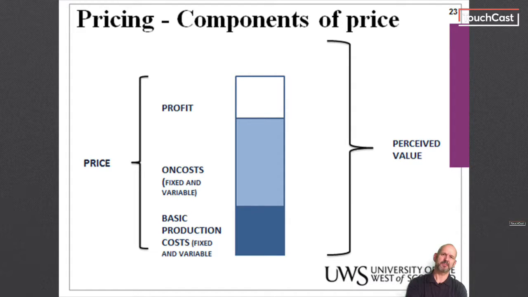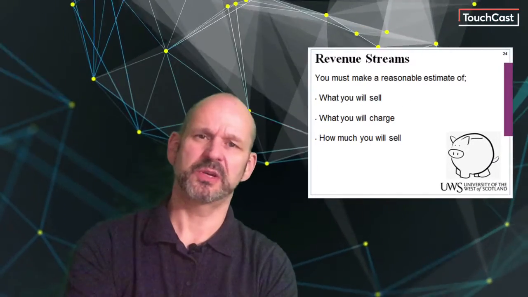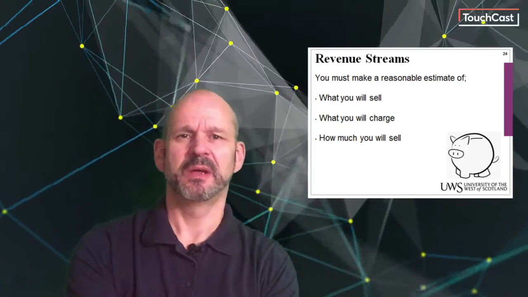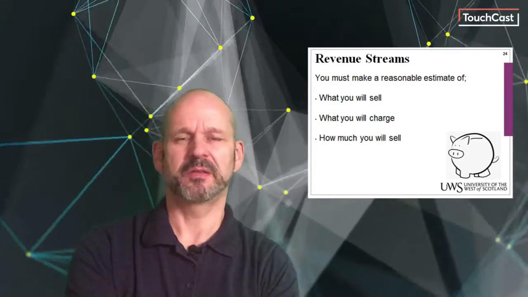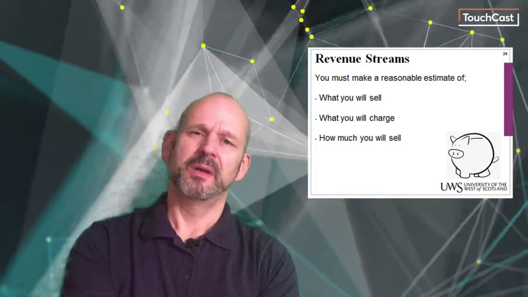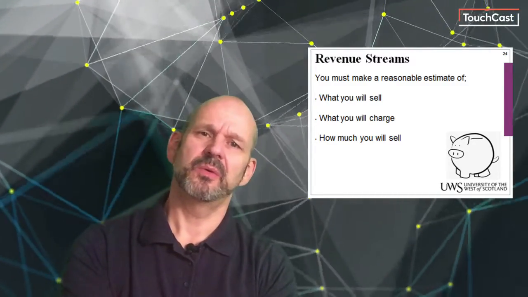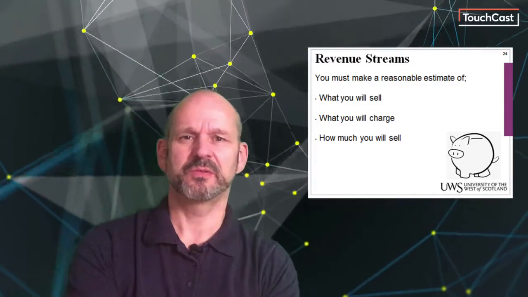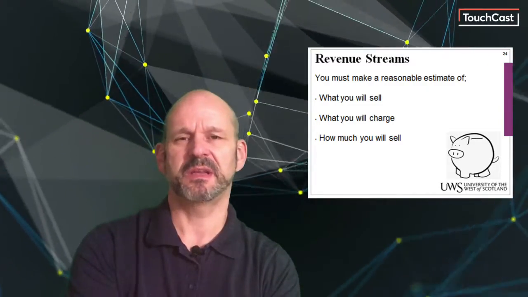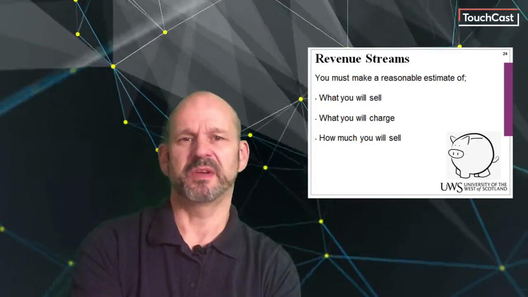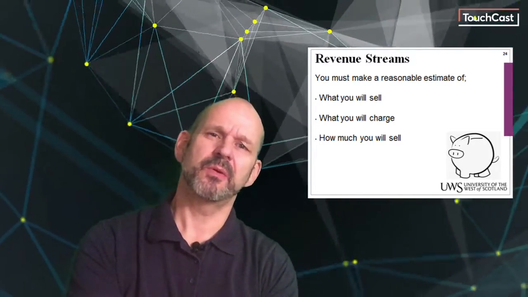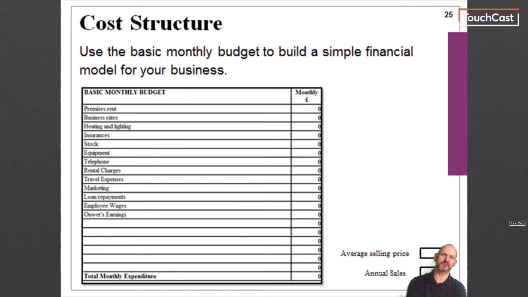Now, for the feasibility plan, you must make a reasonable estimate of what you will sell, what you will charge, and how much you will sell, and this can admittedly be very hard to do. So the following exercise is designed to allow you to build your own financial model for your chosen business idea in a structured way using a very simple template. And remember, you're not required here to complete a full business plan for this module, and you're only being asked to provide basic financial information in your feasibility plan using the basic budget tool.